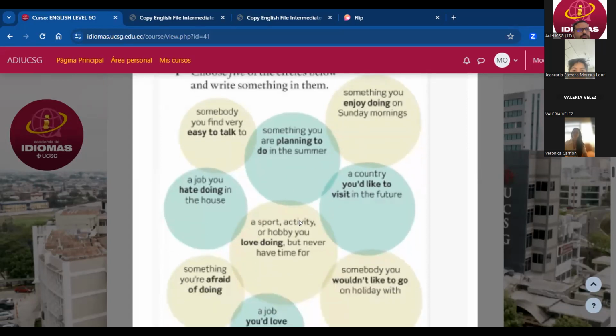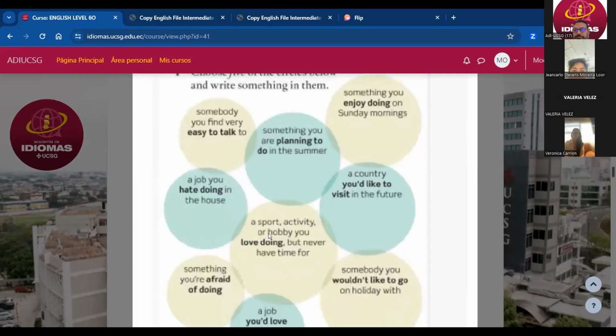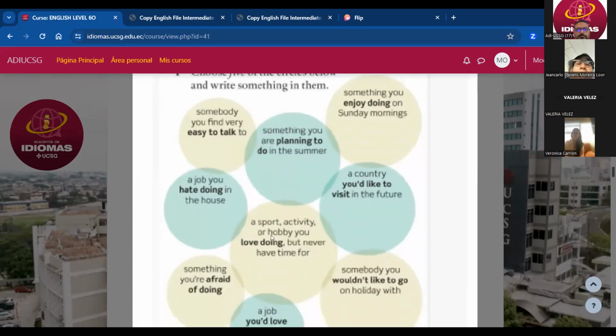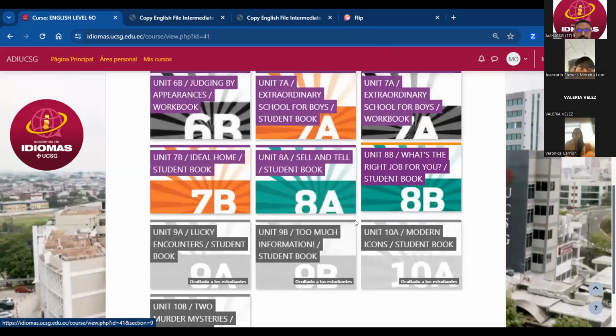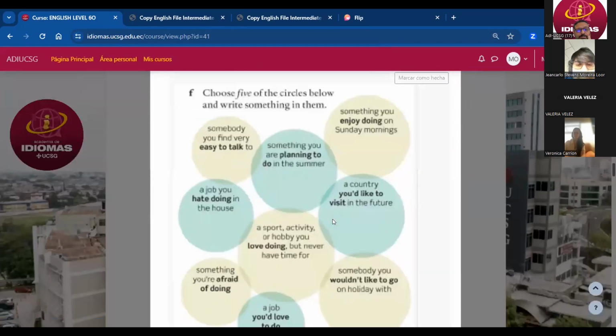For the moment, just to start with an introduction, who can tell me about one of the circles? For example, Giancarlo Moreira. Good morning. Giancarlo, choose one of the circles and tell me something about it.